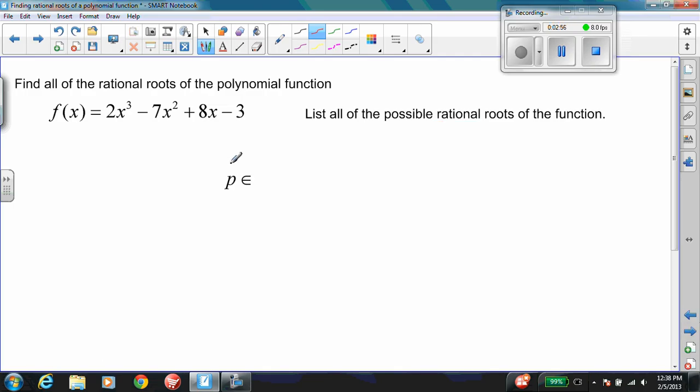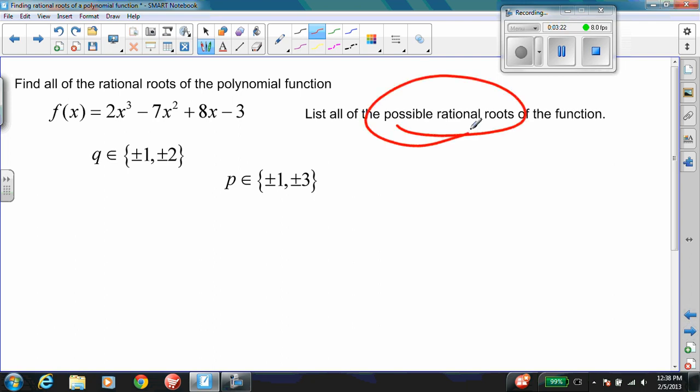What I want to think about first is p. P is all the different ways that I can find the factors of -3, my constant term. That would include positive and negative 1 and also positive and negative 3. Q is a factor of the leading coefficient. So Q could be plus or minus 1, or it could be plus or minus 2. But the possible rational roots are always going to be P over Q.